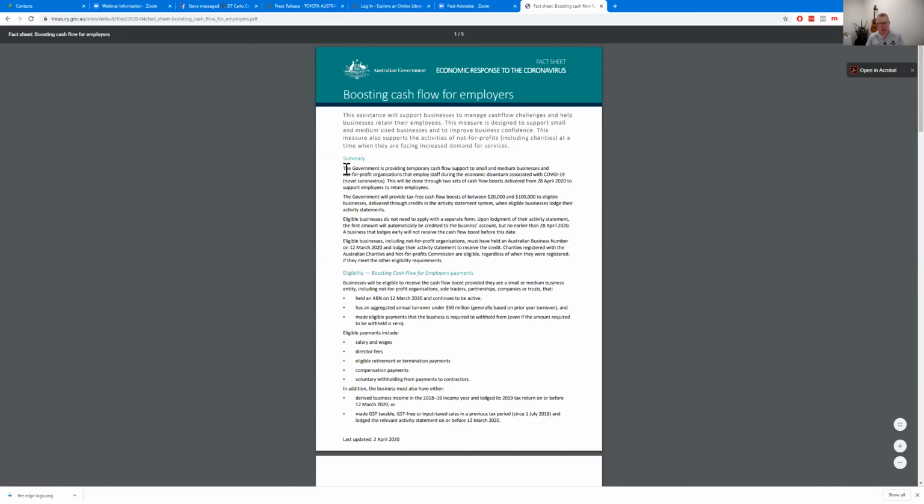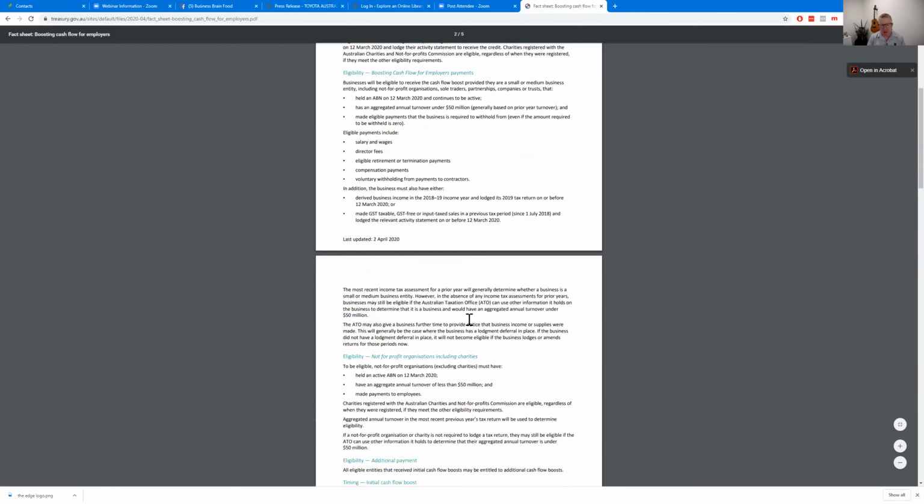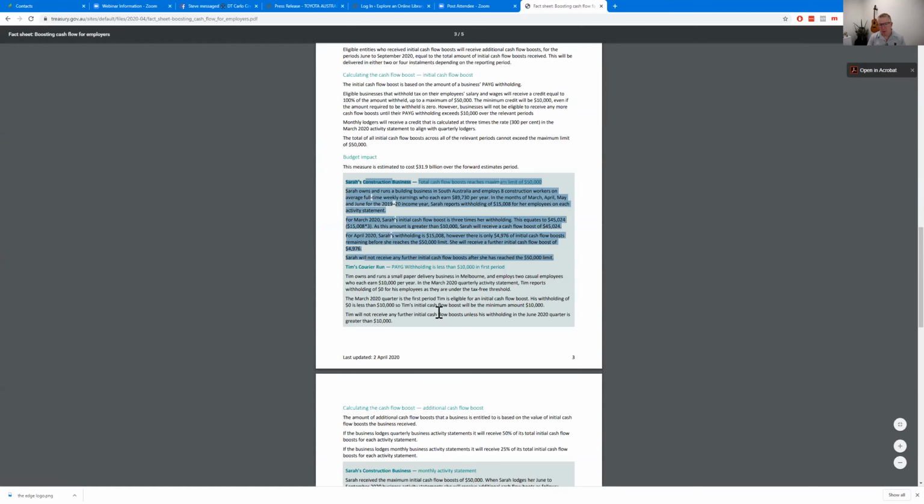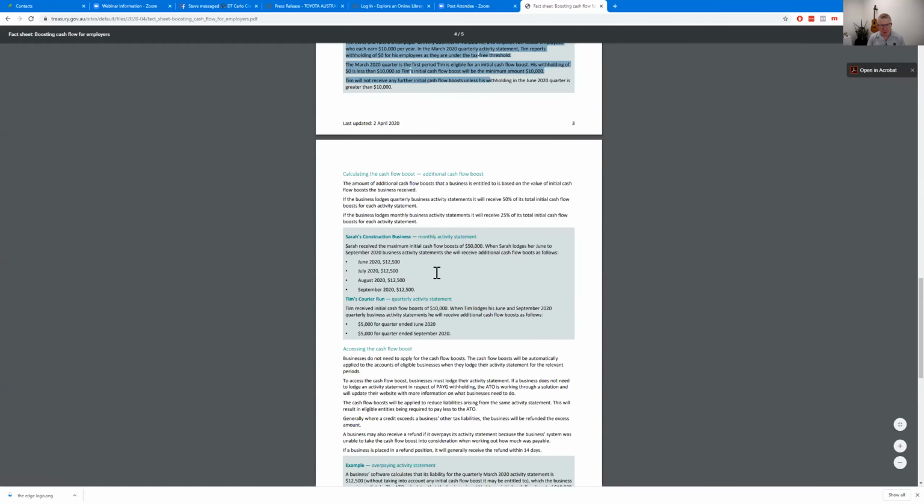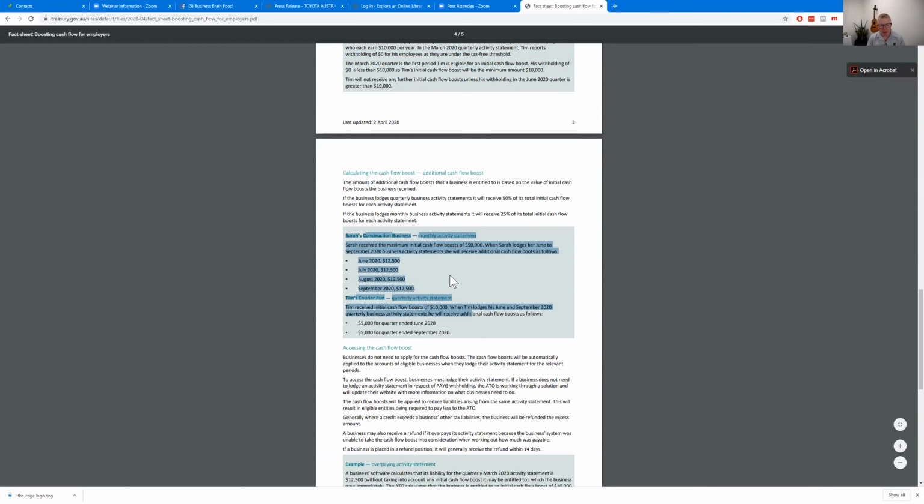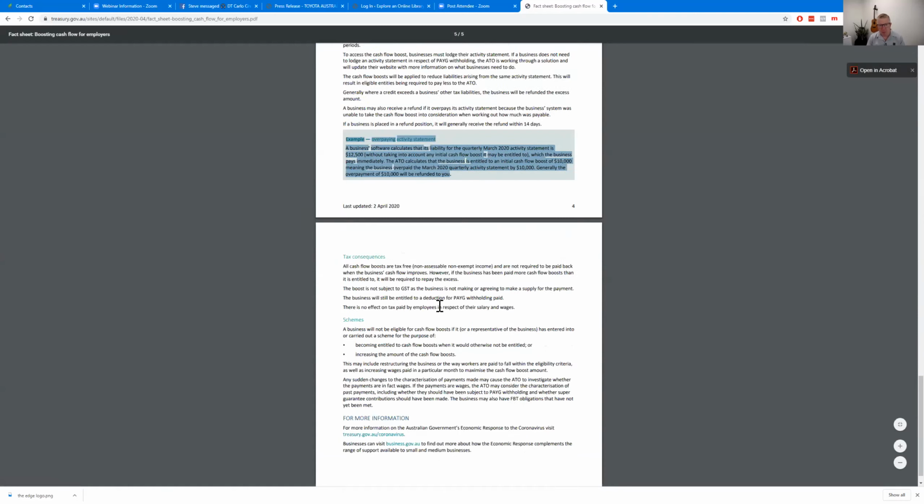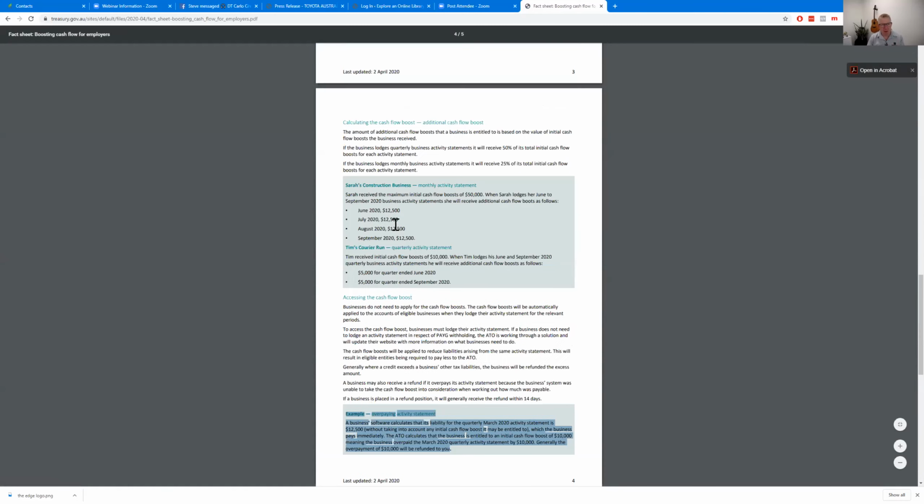It gives you a summary up here of what the benefit is and the stimulus, which is all a little bit confusing. What they've done though, which is good, is they've given you examples. Sarah's construction business, Tim's courier run, and then down here is Sarah's construction business if she does quarterly versus monthly. And then here's an example if you've got more in your activity statement than what was reported, how they do the refund. So they actually give you examples.